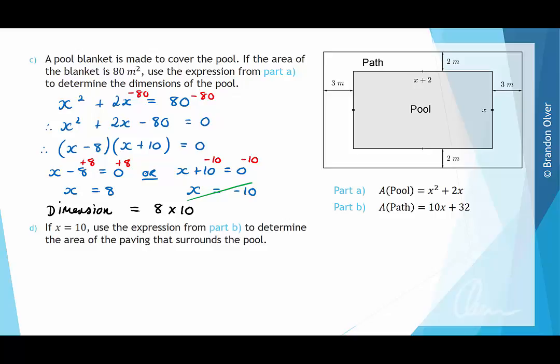For part D, it says, if x is equal to 10, use the expression from part B to determine the area of the paving that surrounds the pool. So using the second equation, we have that the area is equal to 10 multiplied by x, but here we're told that x is equal to 10, so we substitute that in, and then we plus 32 on. If we evaluate that, we get 10 times 10 is 100 plus 32, which is 132 meters squared, as being the area of the path surrounding the pool.